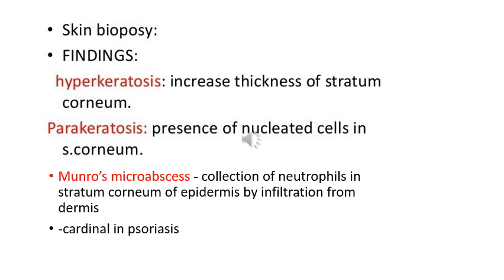Another one is Munro's microabscess. It means a collection of neutrophils in the stratum corneum. So we can get the collection of neutrophils, which indicates an infection is going on. These neutrophils appear by infiltration from the dermis. It's a part of an active immune system going on. And this is a cardinal sign in psoriasis. Munro's microabscess is a collection of neutrophils in the stratum corneum of the epidermis. All this can be found out by skin biopsy.